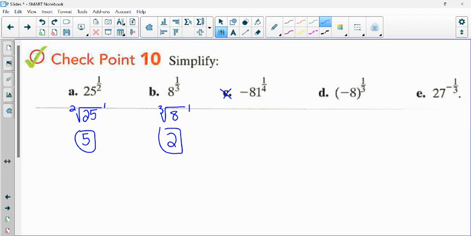For D, we are taking the cube root, the radicand, the base is -8. So the radicand has to be -8. So that -8 is underneath the radical. We're taking the cube root of that. So we're saying what times itself 3 times is -8? -2.